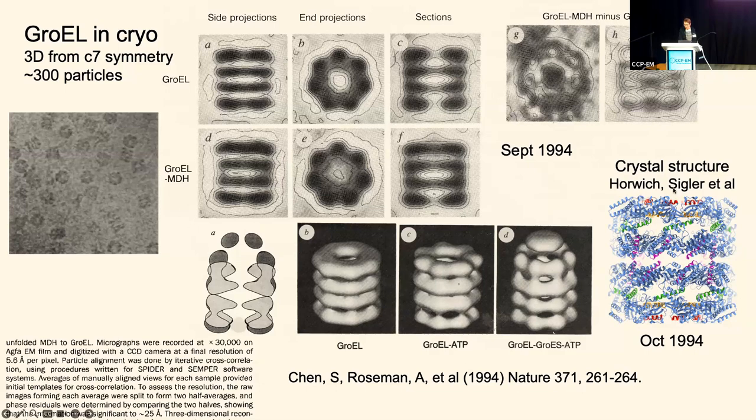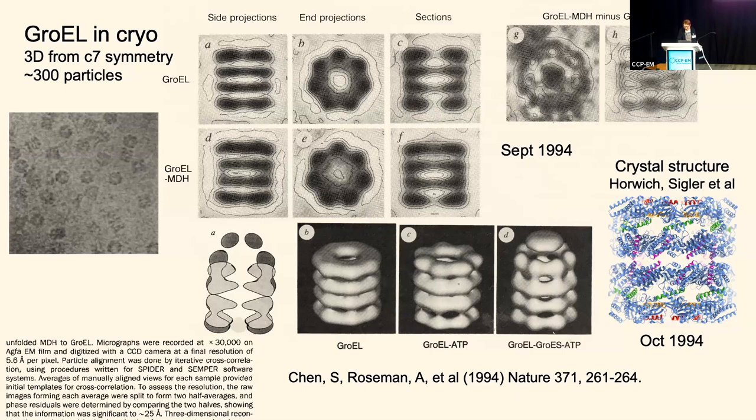We published this. October 94, Arnowitz and Paul Sigler got the first crystal structure of GroEL, and we could see that those cavities were lined by hydrophobic residues. So it really fit together really nicely. So that was quite exciting. So people started to think, well, maybe cryo has some use. It's still a little dubious.